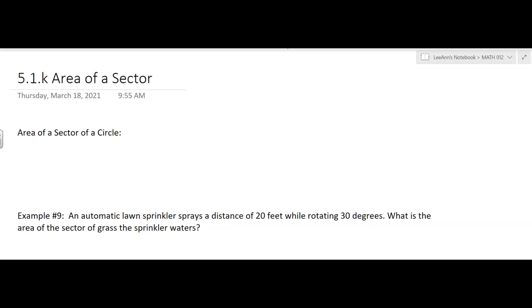Okay, so now we're going to talk about the area of a sector of a circle. So say you have your quadrant system, and there's a circle, and then you've got this angle subtending that circle. Then there's this little wedge piece right here. That is a sector of the circle. So it's kind of like a piece of pie or pizza.